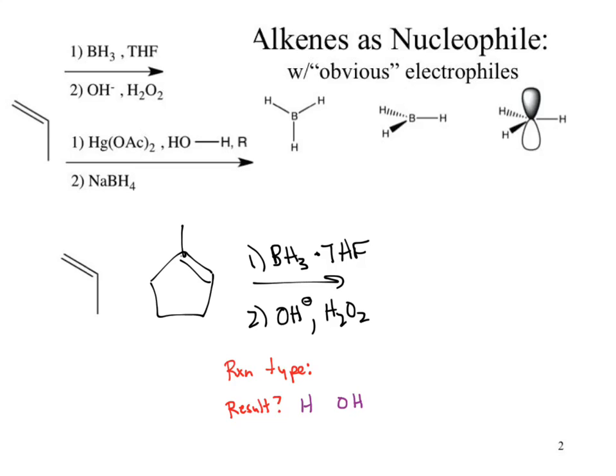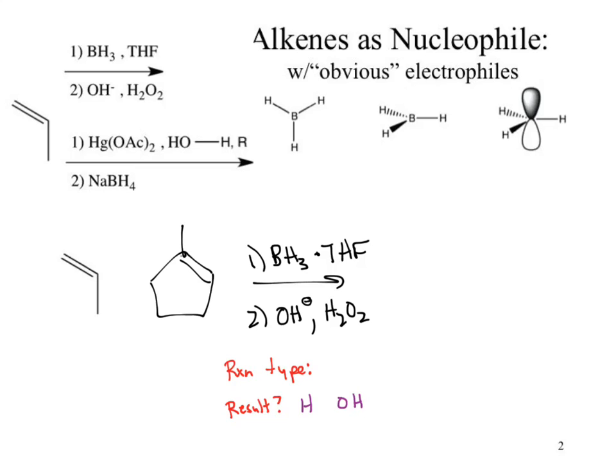How do we know this is an addition? How do we know it's not a substitution? Because there's no leaving group. How about acid-base? There's no acid. We don't have an acidic hydrogen on that alkene, so we can't run just a standard acid-base reaction. BH3 is not an acid, okay, so it can't be acid-base. How about elimination? No leaving group. So it's not acid-base, not substitution, not elimination.